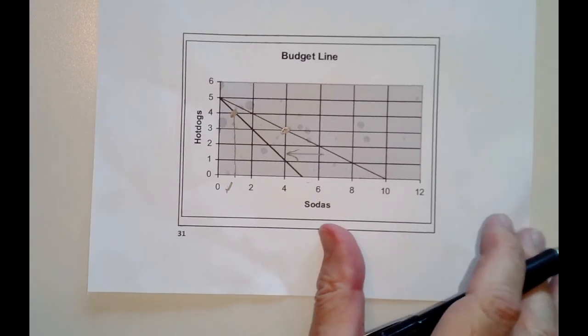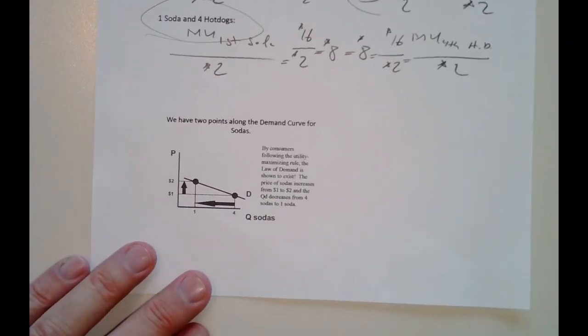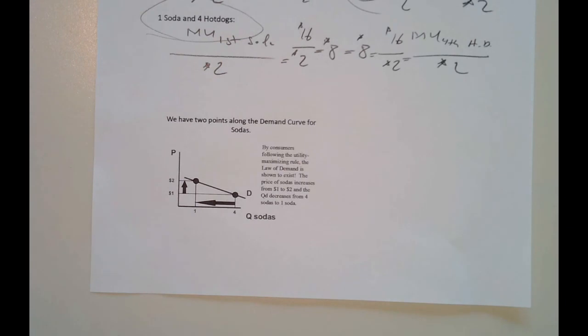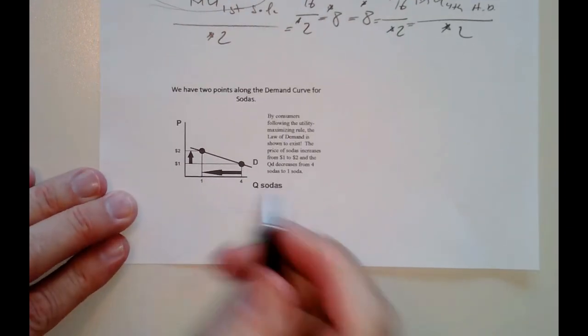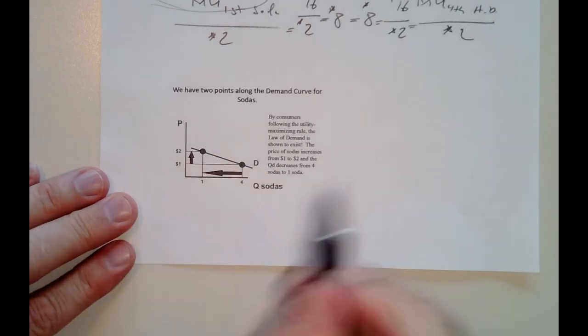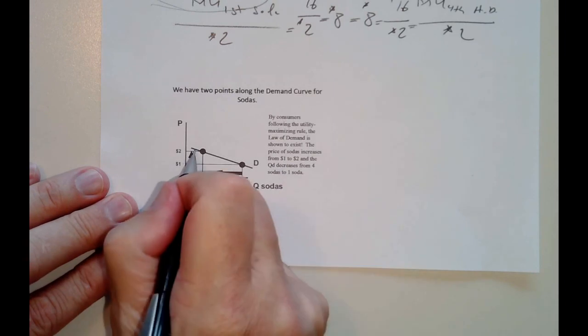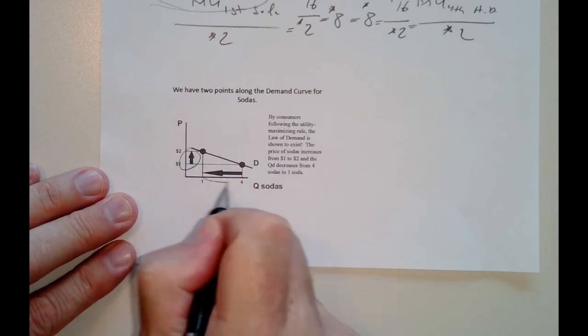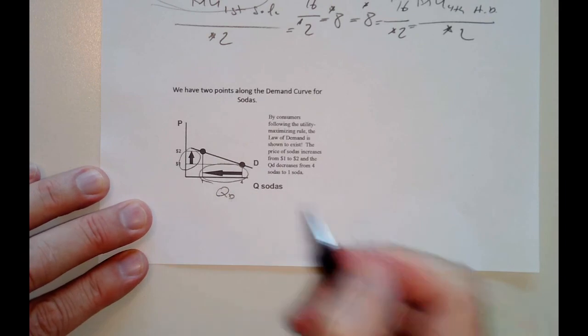But notice one more thing also, that the price of sodas went up, and we went from 4 down to 1. And that right there is the law of demand at work. So this is sort of a nice justification for the law of demand, that by trying to maximize our total utility, when the price of a good goes up, the quantity demanded tends to go down. And here it went down from 4 to 1.